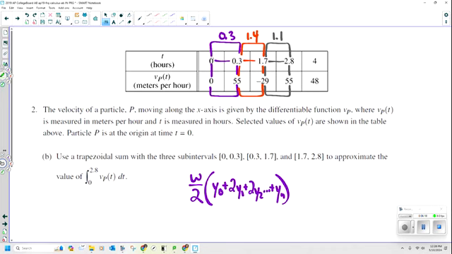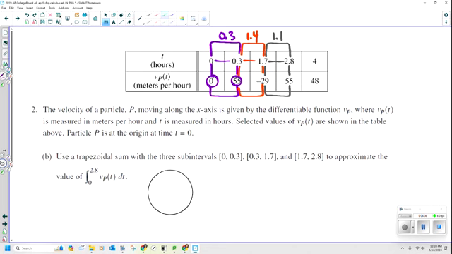I call these the bookends. I do not double the bookends. All the books in between that are being held by the bookends get doubled. In the case of our problem here, I only have 2 bookends. I do not have anything in the middle that's going to be doubled. So I take my width, which is 0.3, divided by 2, and I multiply that times 0 plus 55.